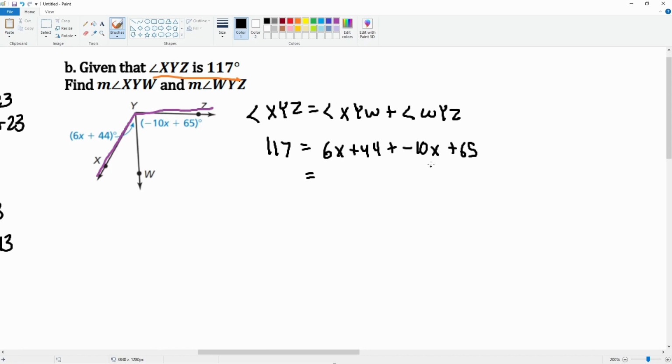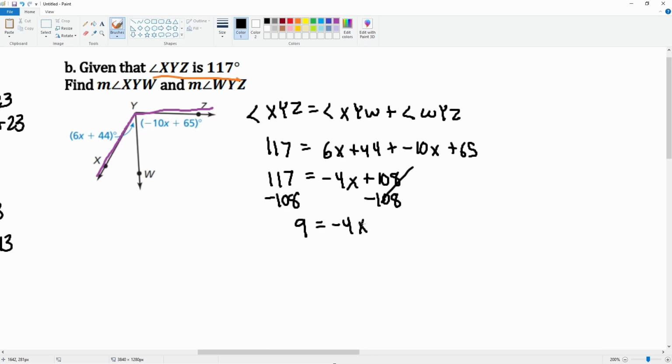6x and negative 10x becomes negative 4x. 44 plus 65, it is 108. That equals 117. Minus 108 from both sides. This does cancel, leaving you 117 minus 108. This gets you 9 equals negative 4x. That does not become pretty. That is not pretty at all.